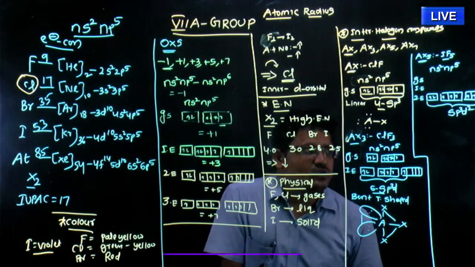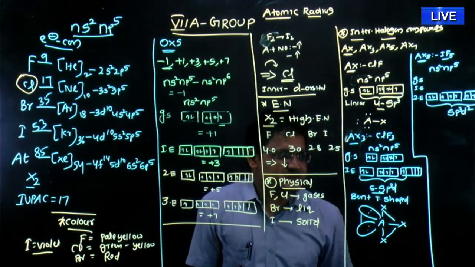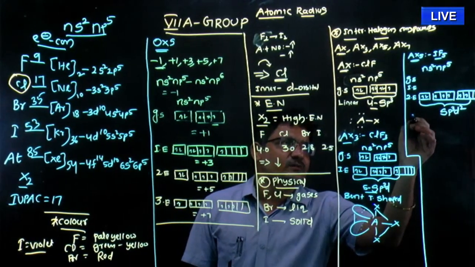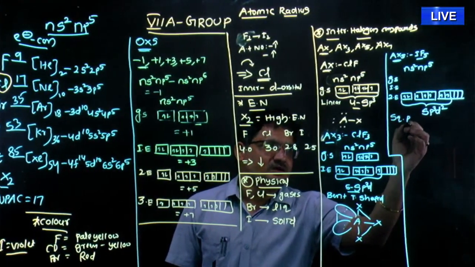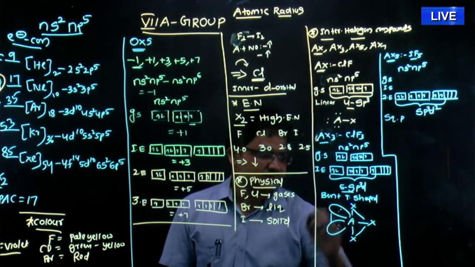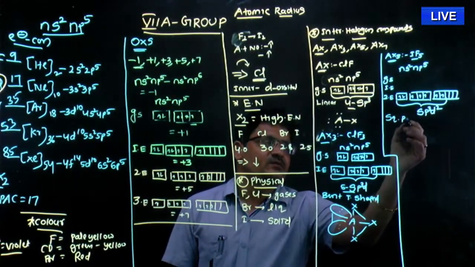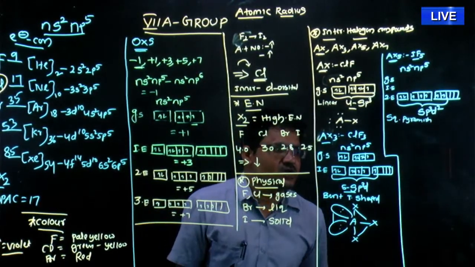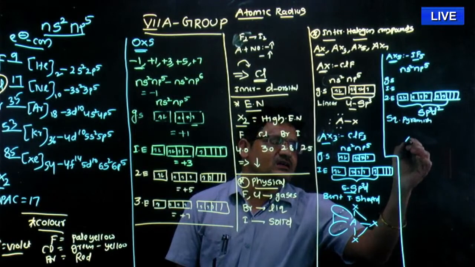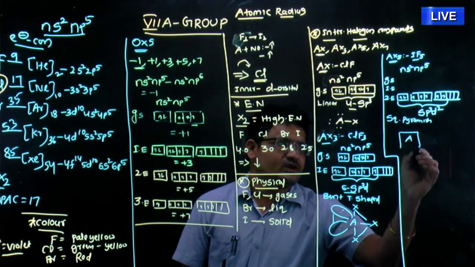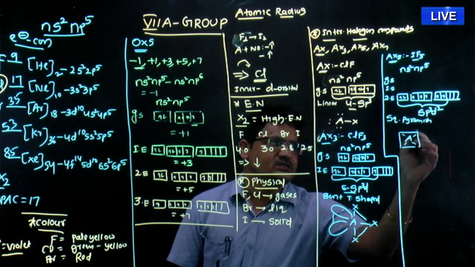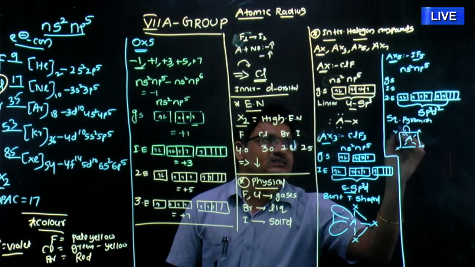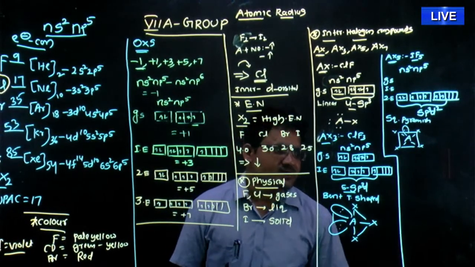Its shape of the molecule is square pyramidal. So what is the square pyramidal? Here A is the central atom. It contains 4 X: 1, 2, 3, 4. This is X, X, X, X, and 1 lone pair of electrons. This is square pyramidal.